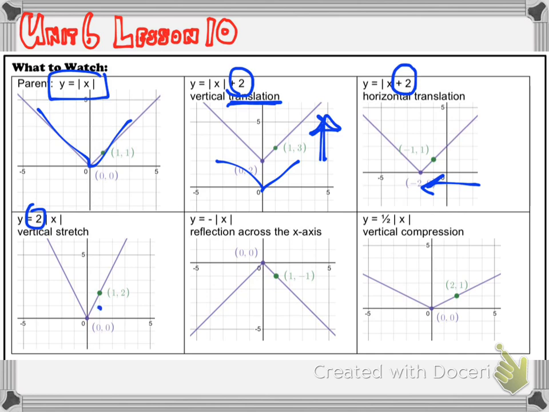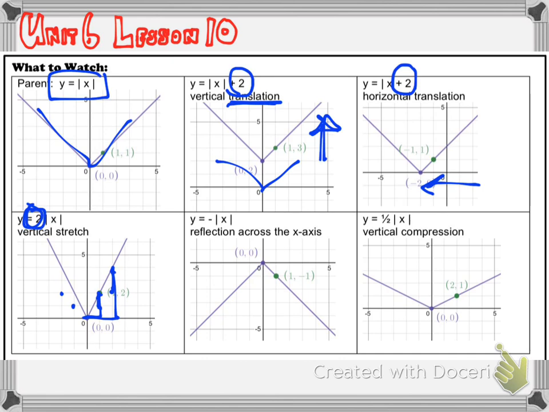So our parent function had points here and here and here and here, and each of the points went twice as high off of the vertex. So if this was over 1 up 1, now it's over 1 up 2. Over 2 up 4 instead of over 2 up 2. It doubles the heights off of the vertex because that's a factor of 2. If we had a 3 there, it would triple the heights.